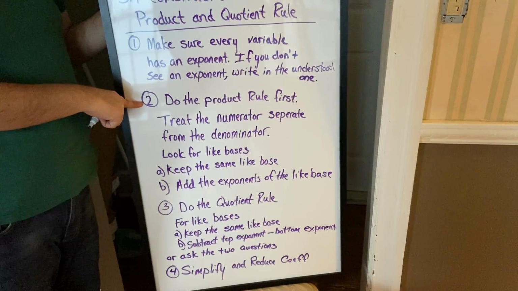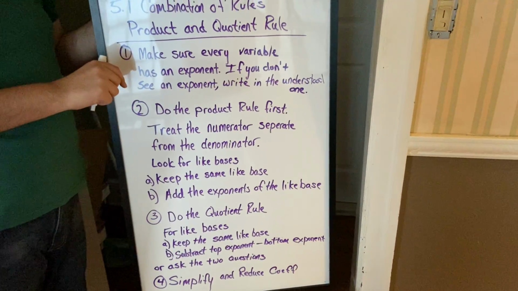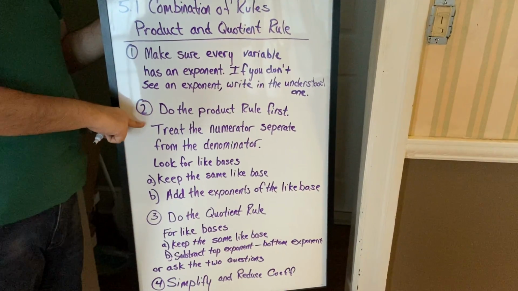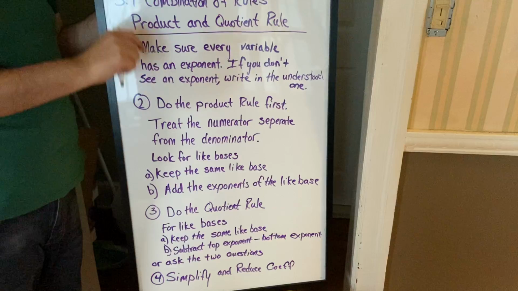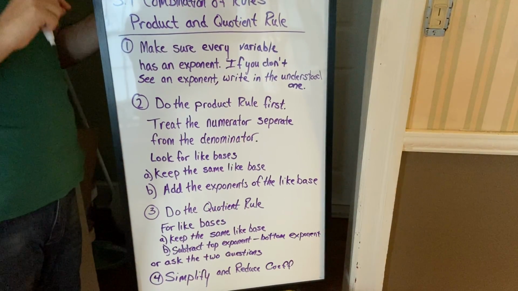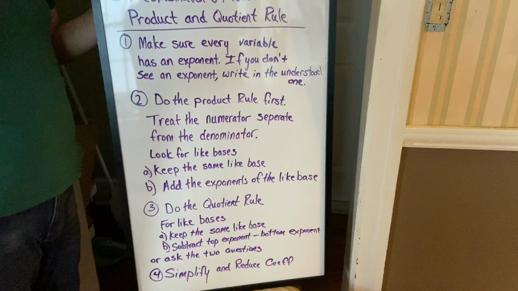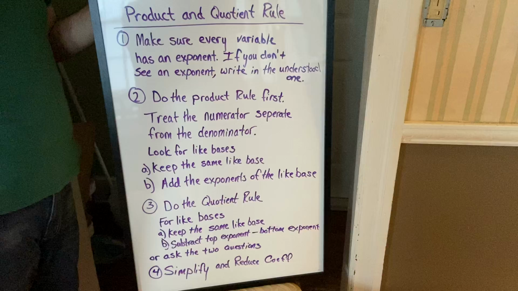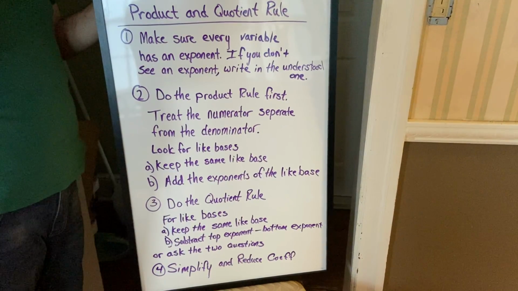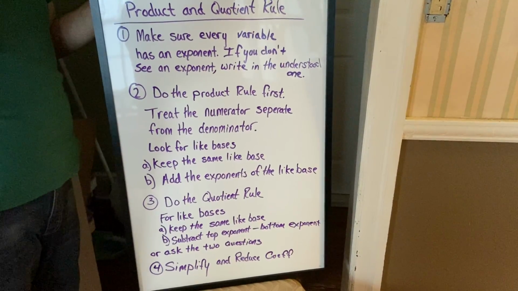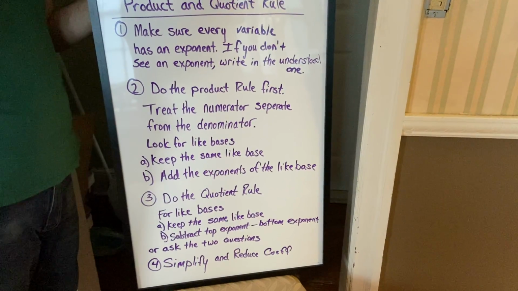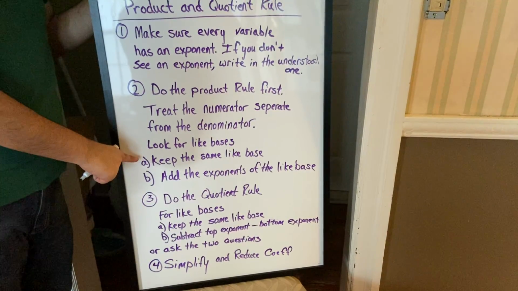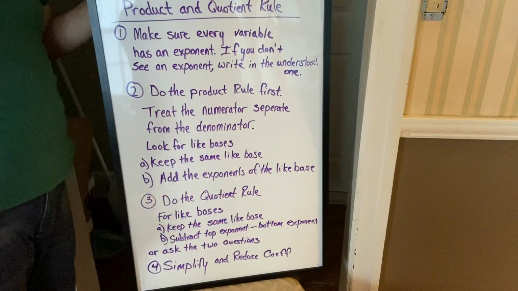The second step that you would do is the product rule. So you do the product rule, not the quotient rule, first. The product rule says that you're going to separate and treat the numerator, the top of the fraction, separate from the denominator. So what you just do is cover up the denominator and see if you have any like terms on top. And then vice versa. Cover up the top and see if you have any like terms in the denominator. If you have like terms going across, then just do the product rule. Keep that same like base and just add the exponents.